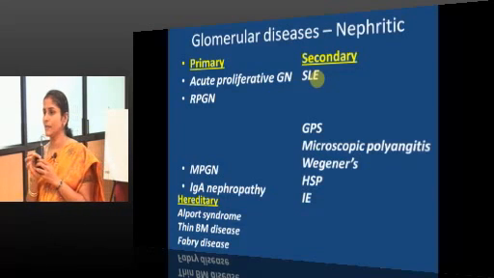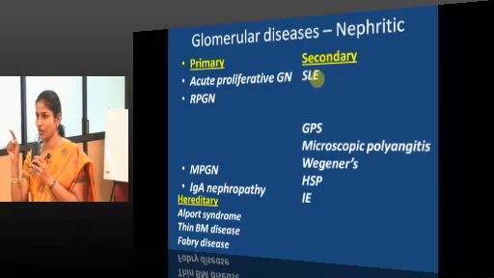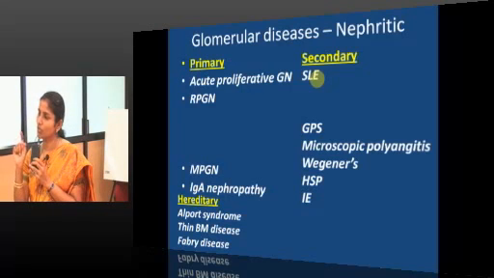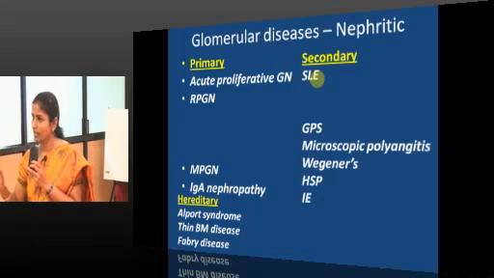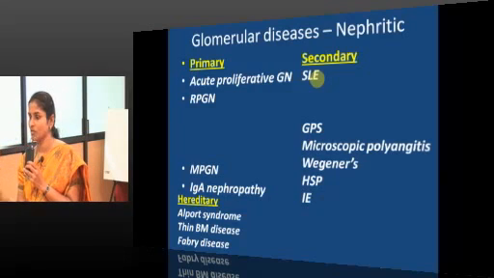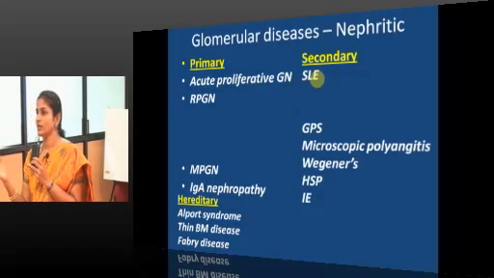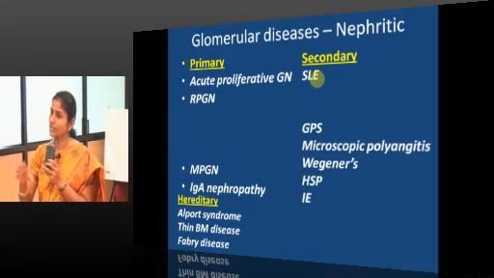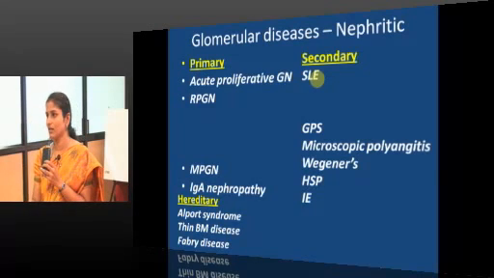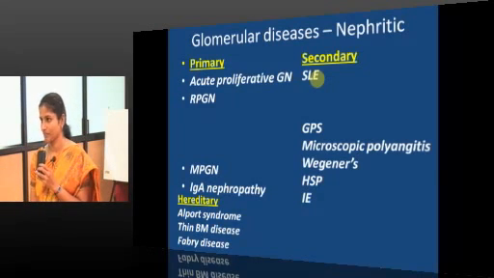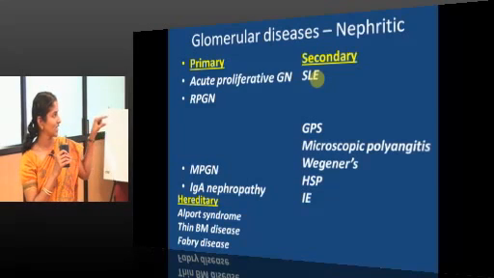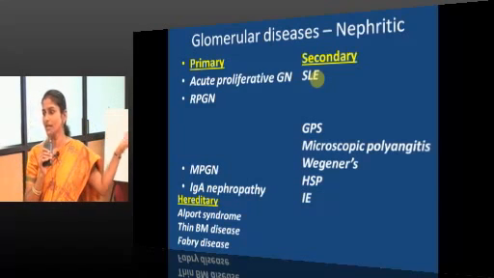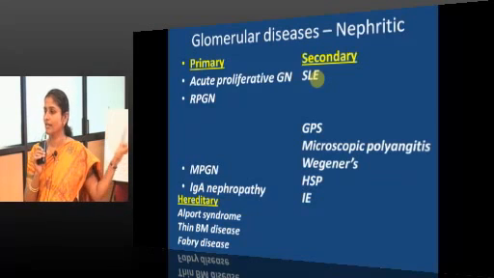Vasculitis affecting the glomerular basement membrane, causing the rupture, damage to the glomerular basement membrane, resulting in leakage of blood across the GBM. That will result in hematuria. Hematuria is a symptom of nephritic syndrome. So, anything that affects the GBM in particular will have nephritic picture. So, all these things, acute proliferative, RPGN, MPGN, IgA nephropathy, will have predominantly nephritic picture.